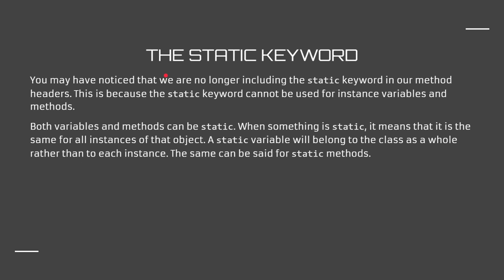When something is static, it just means that it's the same for all instances of that object. So rather than each instance having its own variable or its own method, if something is static, it applies to all instances as a whole, the object as a whole. A static variable will belong to the class as a whole rather than to each instance, and the same can be said for static methods.